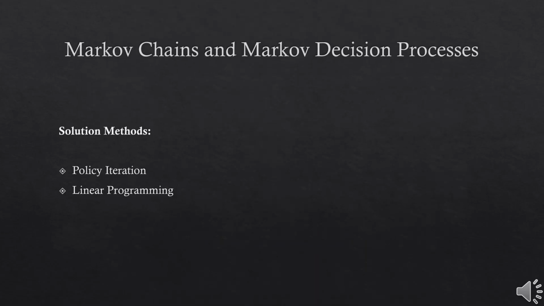Before studying Markov decision processes, we need to understand Markov chains. A Markov chain is a mathematical model used to describe systems that move between different states over time under uncertainty. After introducing the main concepts, we will examine two important methods for solving Markov decision processes. The first method is policy iteration, which improves decisions step by step. The second method is linear programming, which converts the problem into an optimization model. Finally, we will compare the results obtained from both methods.